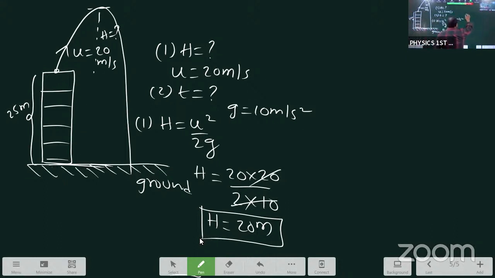Now see, second one, H equals half GT square minus UT. This is the formula for height when a body is thrown from a certain height, from a cliff or building. How we are getting it, just an explanation, you listen. How we write the H formula: you know, S equals UT plus half AT square. This is the equation of motion, students. Now see, S means displacement.